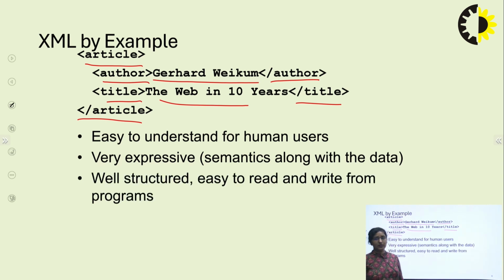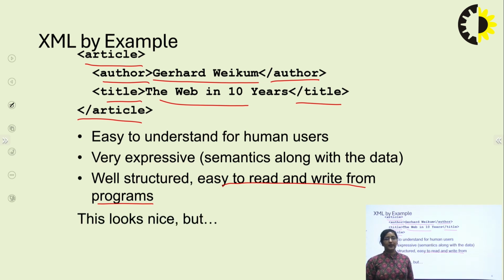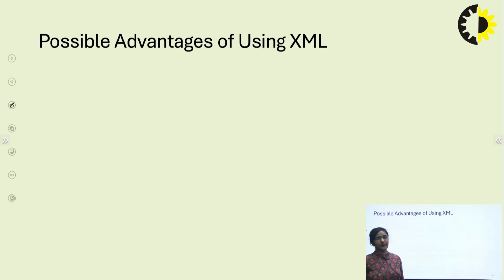It is well structured, easy to read and write from the programs. The well structured format means that from the programs also we can easily read and write all those things. But what is the problem with XML? The problem is that in XML we have to make the data be carried from one network to another network. So what are the possible advantages of XML?